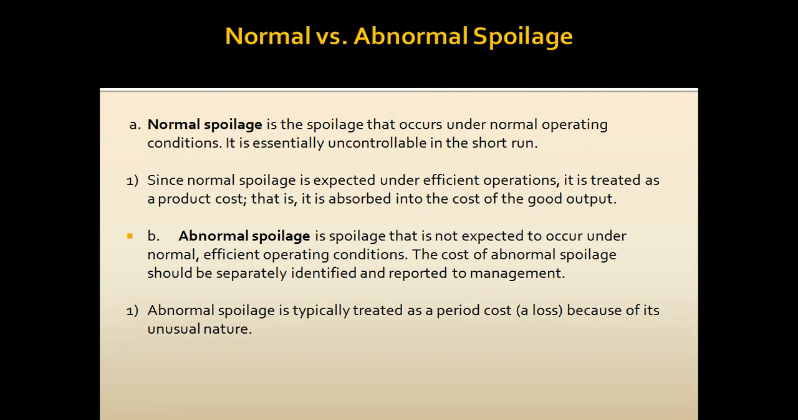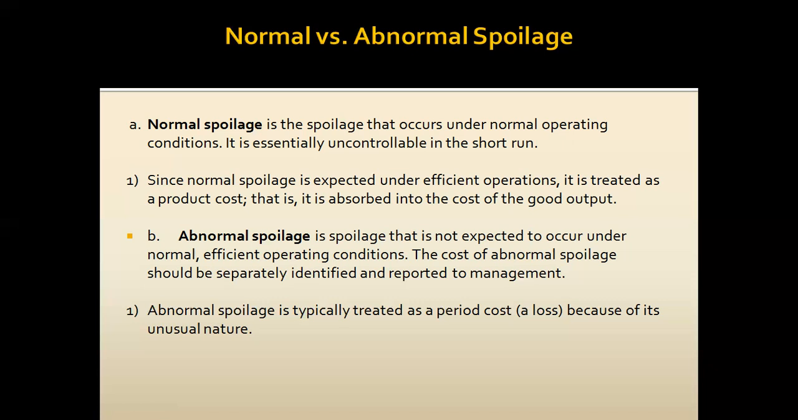Normal spoilage is a spoilage which is the part of the process. Without having this much level of spoilage, you cannot complete your production. It is the spoilage that occurs under normal operating conditions. It is uncontrollable in the short run. Maybe in the long run, you will have new technology or some new ideas will come, then it will be controlled. But in the short run, it is not controllable. So it's actually the spoilage which is expected under efficient operations.